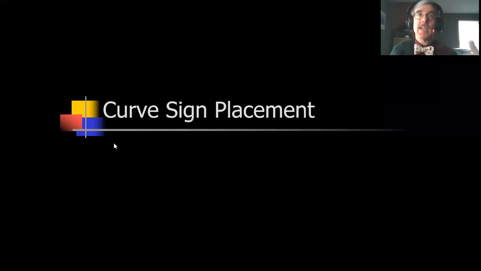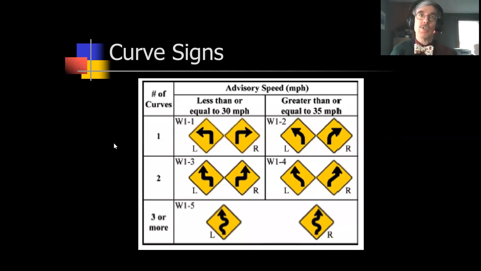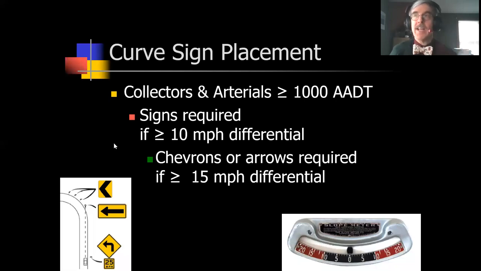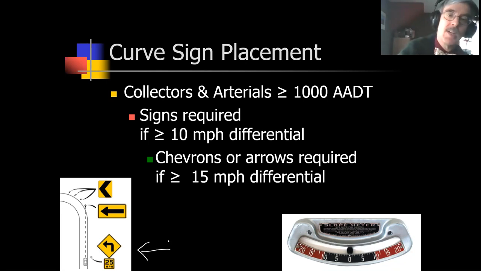Curve sign placement, this again was one that started, should have been done by last year. Essentially, your curve sign should be placed so that on your collectors and arterials, and I know a lot of us own local roads, we don't have this, but you have to have the signs, curve sign with a plaque if needed, if there's a difference of 10 miles an hour or more, okay? So you have to have the sign that's at the bottom of the picture on the lower left. If it's 10 miles an hour or more, it's still recommended, it's still a should, even with less than that, okay? Chevrons and arrows are required if it's 15 miles an hour or more, okay?